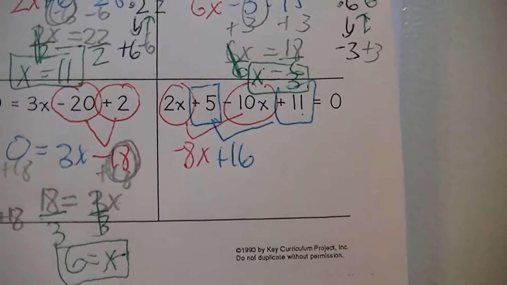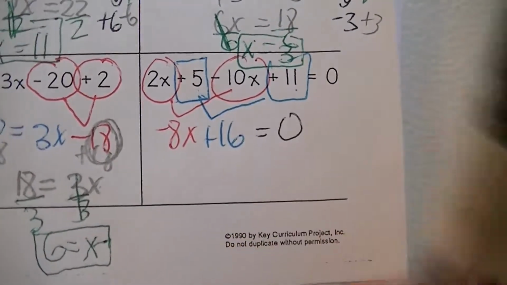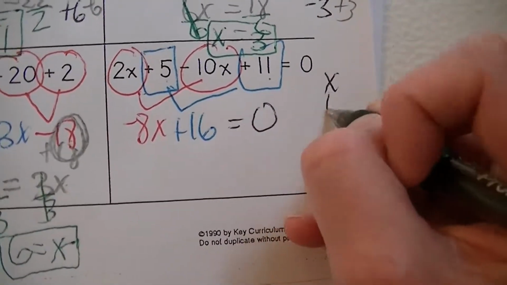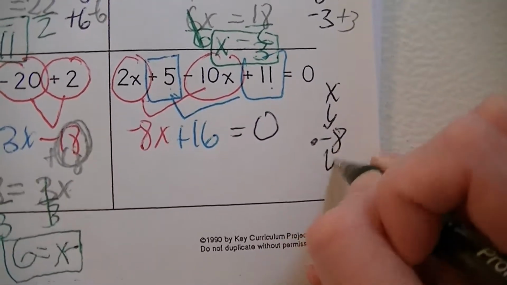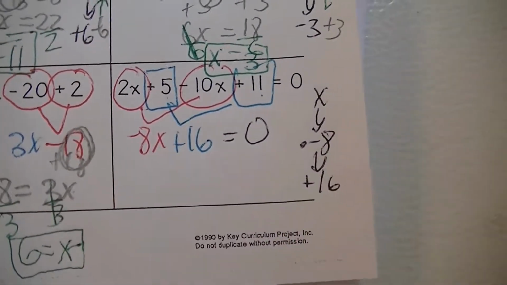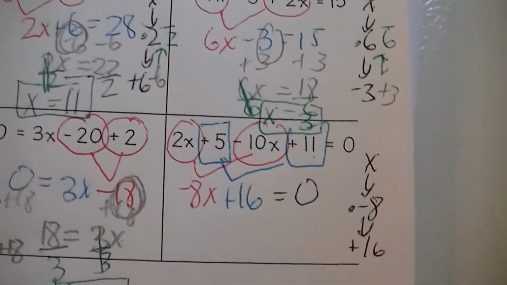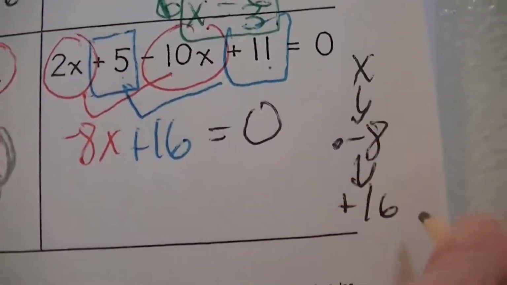And bring down what's left right there. We got an equal sign and we got a 0. Now let's go ahead and build that. We start with x, multiplied it by negative 8, and then we added 16. Inverse operation of adding 16 is to subtract 16.